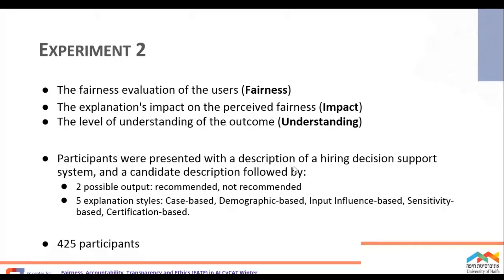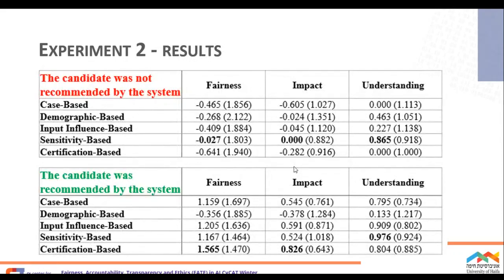And we had five styles of explanation: a case-based one that said in a case similar to this, the result was like that; a demographic-based one, with explanation about groups and population; an input-based one, explanation about the specific characteristics or features that led to the decision; and certification-based, whether the system got a certification to be a fair one.